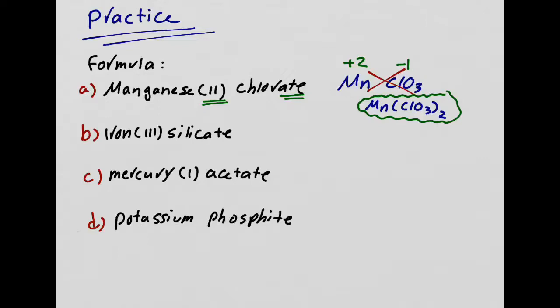These are hard problems, but let's do a hard problem to make sure you guys are getting this down. Iron 3 silicate. What's the formula for iron? Fe, and I'm telling you it is iron 3. Why did I tell you? Because iron is a transition metal. They have more than one possible charge, so I have to tell you which one it is. Now, this one is silicate.